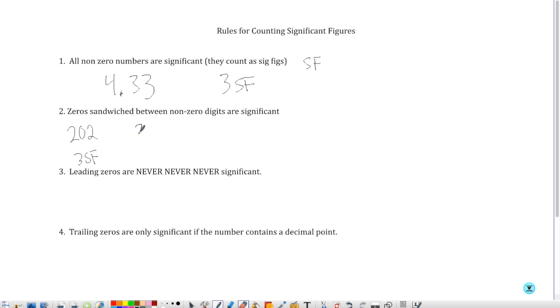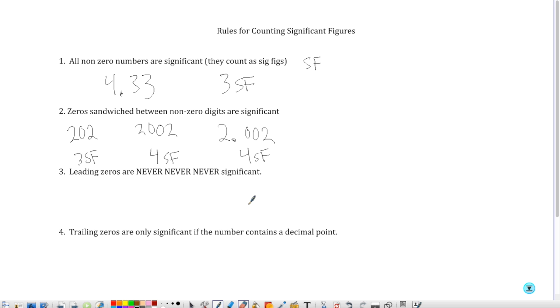Now, what if I do 2002? Okay, well, these are still sandwiched between non-zero digits, which means that this would be 4 significant figures. Okay, well, hold on. How about if I throw a decimal place in? Does that change things? No, these are still sandwiched between non-zero digits.